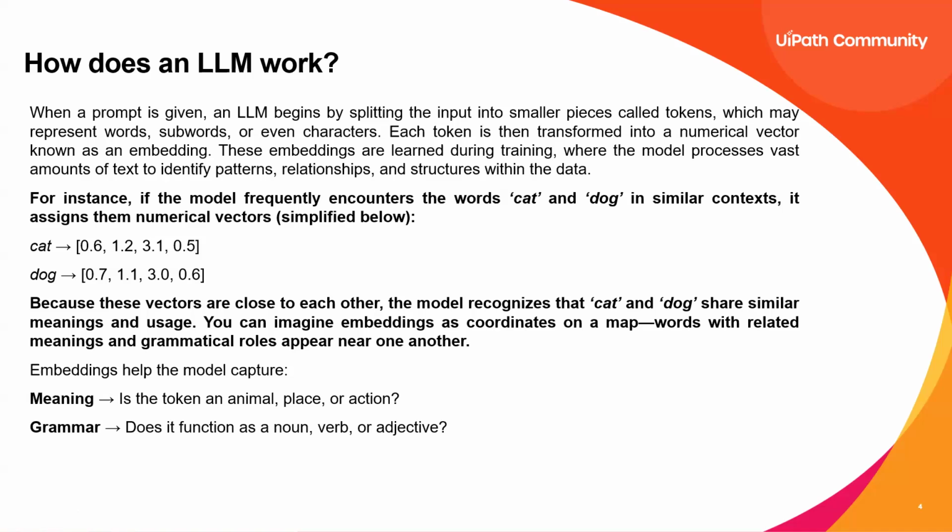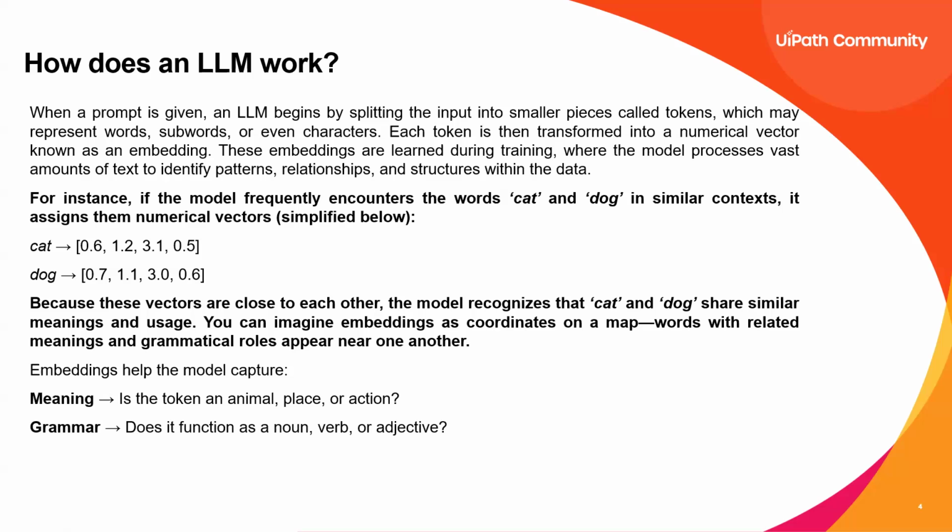But how will it get detail from the prompt? This is how it does. It will convert that word to numerical vectors, multiple vectors, and then see the similarities. By the similarities, it will get to know the context of a word or a sentence. As I mentioned, because these two vectors are close to each other, the model recognizes these as cat and dog, and they share similar meanings and usage. And these embeddings combined will make the LLM understand the context from the sentence.